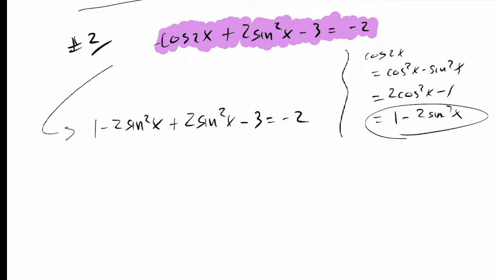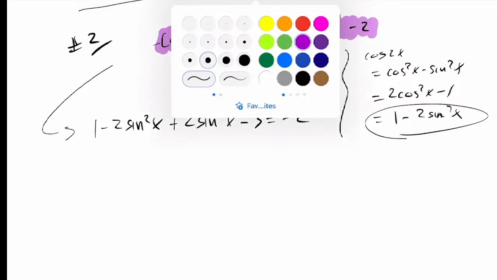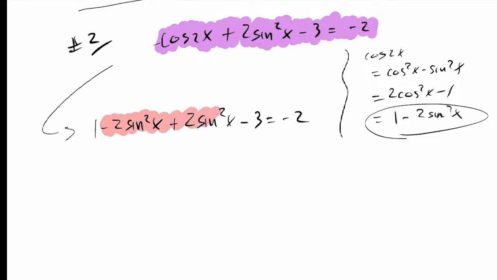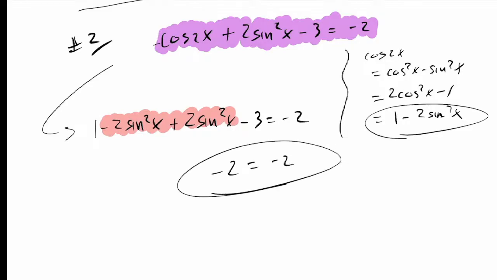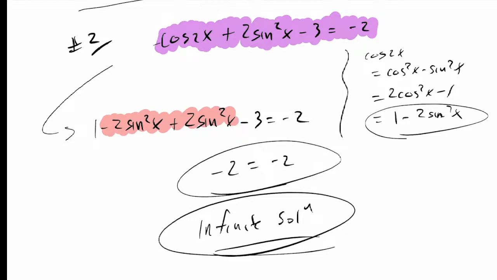Does that make sense, Sibra? So now what happens is these completely cancel. And I get negative 2 equals negative 2. Did you get this, Sibra? Oh, good for you. So you end up getting here infinite solution. This is always true, right? So this is infinite solution. That means the solution set is from 0 to 2 pi because that's where they had the domain go from. So it's everything. This is an identity at this point.